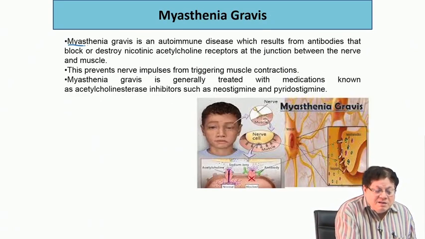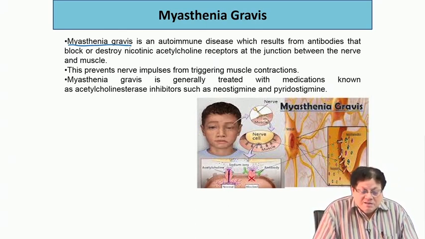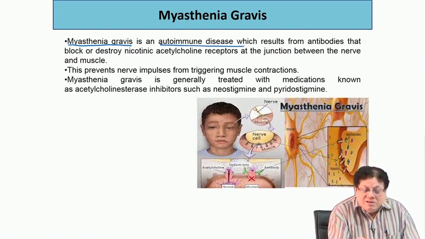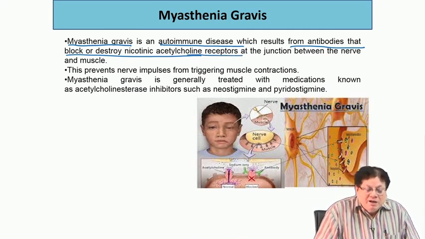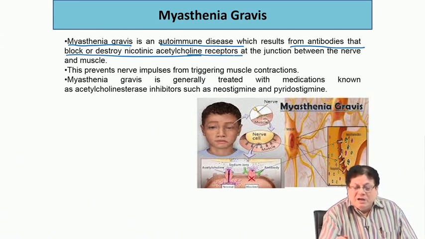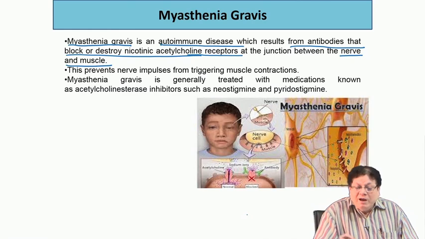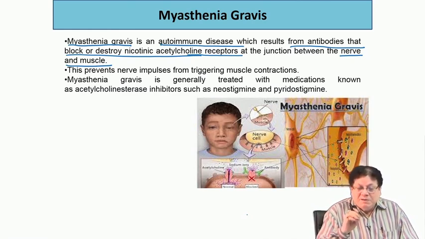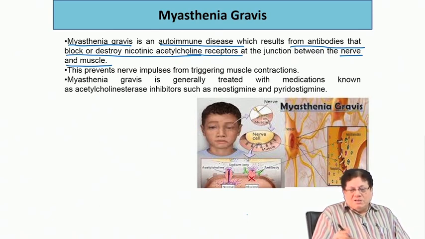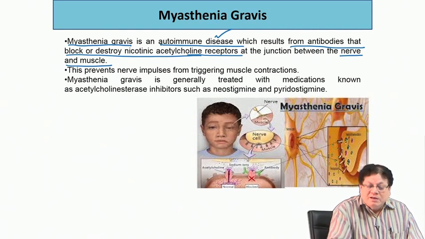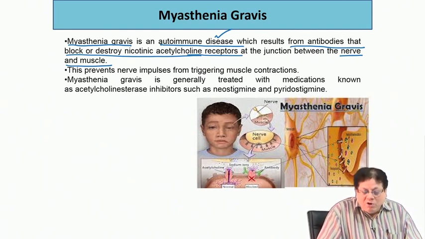Now, see, the diseases that are associated with this imbalance of the acetylcholine, one is called myasthenia gravis. It is an autoimmune disease which results from antibodies that block or destroy nicotinic acetylcholine receptors. So, if you destroy the nicotinic acetylcholine receptors at the junction between the nerve and the muscle cells, that basically controls the muscle contraction and expansion processes. Then what will happen, it is an autoimmune disease which destroys the receptors. So, if you destroy the receptors, that means you are no longer having the ligand gated ion channels, and so your muscle contraction will not take place. Okay.